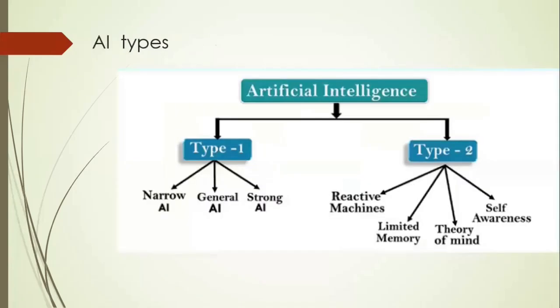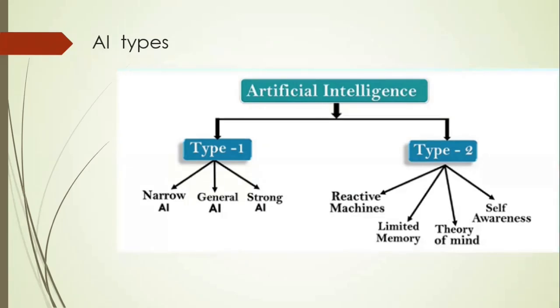But when we proceed further, this artificial intelligence is divided into two parts. One part we call type 1, where we have three types of intelligence. We call them narrow AI, general AI, and strong AI. Whereas part 2, based on the uses, we say reactive machines, limited memory machines, then theory of mind machines, and self-awareness machines.